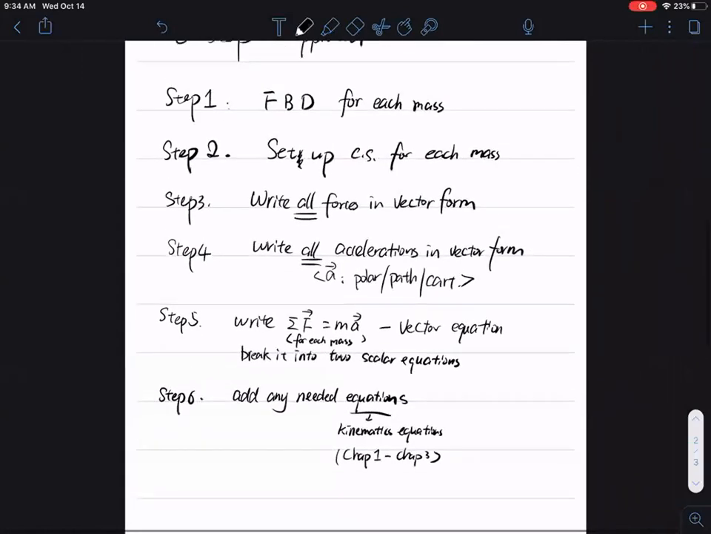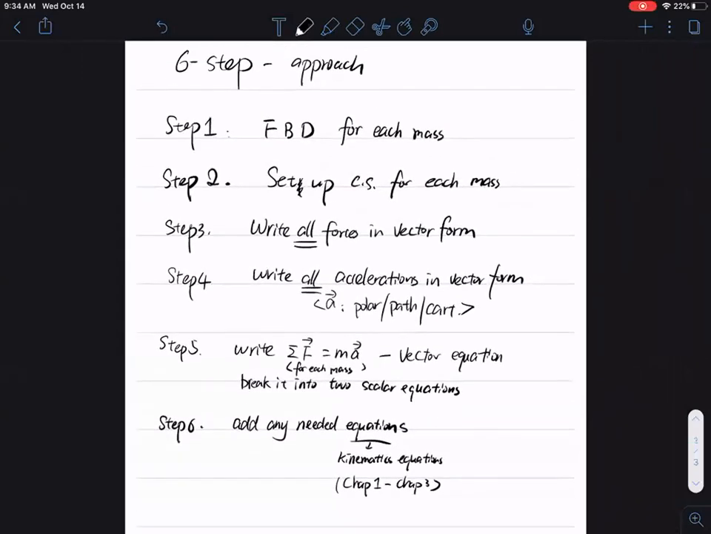Okay, now we have this 6 steps approach in chapter 4. Make sure you have this as your guideline for all your problems, homework problems, exam problems. Okay, now let's do a practice to see how to apply those 6 steps.